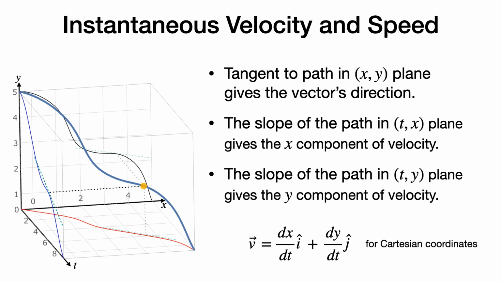We simply have to look at the slope in the tx plane to determine the x component of the velocity, and we look at the slope in the ty plane to look at the y component of the velocity.